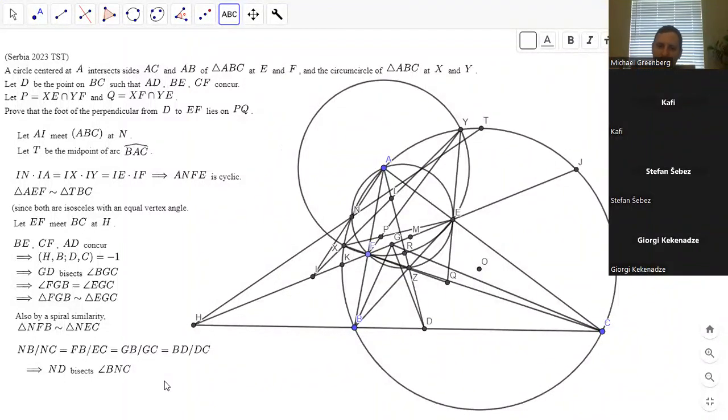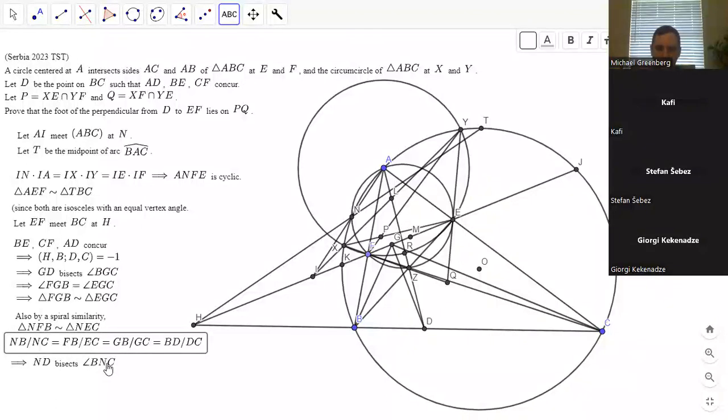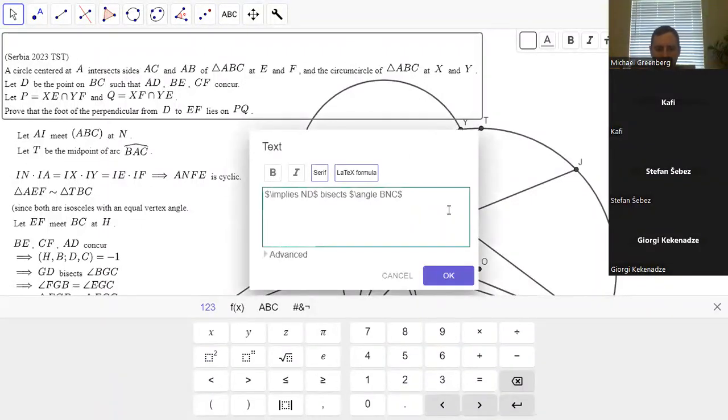Actually, I think I made it harder than it needed to be. Like N corresponds to... actually, I'm not sure. Maybe I didn't. So, and that implies that H, N and T are collinear, since HBDC is -1. Oh, it should be BCDH.